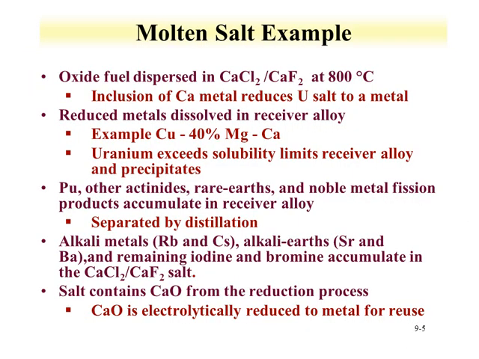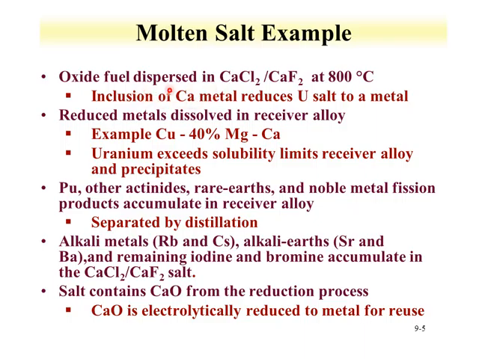There are a few different examples of molten salt pyro processes that have been used and explored for treating spent nuclear fuel and recovery of uranium. An example shown here is the oxide type reduction, where oxide fuel is dispersed in a calcium chloride, calcium fluoride salt at 800 degrees.